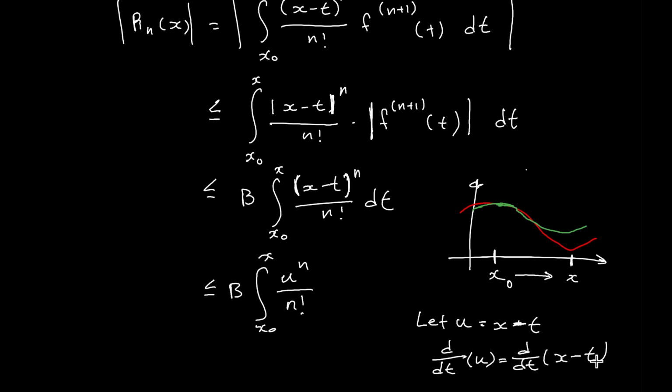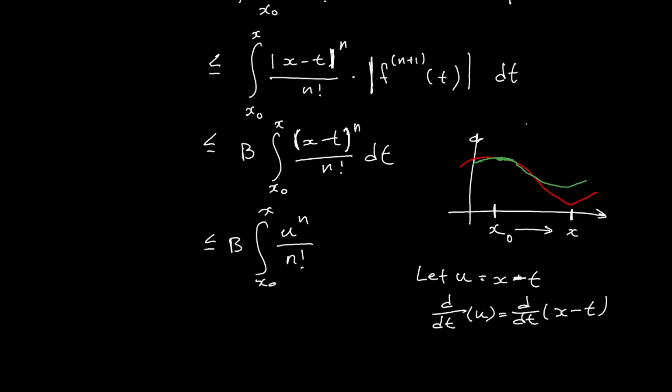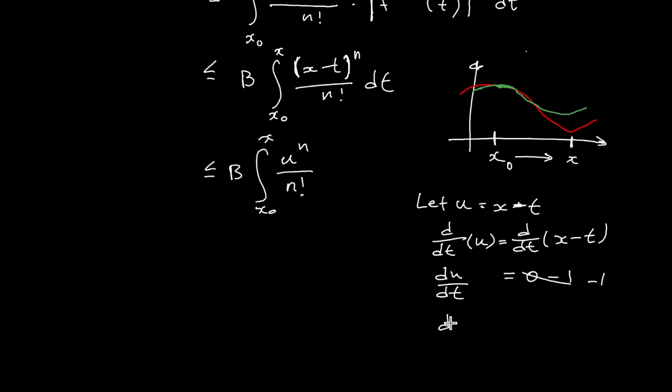Okay, so the derivative with respect to t of x minus t is going to just be the derivative of x with respect to t, so x is treated like a constant, so it's going to be 0 minus the derivative of t with respect to t, which is 1, so we have du over dt equals negative 1. Multiplying both sides by dt gives du equals negative dt. So I'm going to write du here, but bring the negative sign out to the b. Great, now let's also change the bounds accordingly. So we have negative b times the integral of u to the n divided by n factorial du. So now our integral is in terms of u.